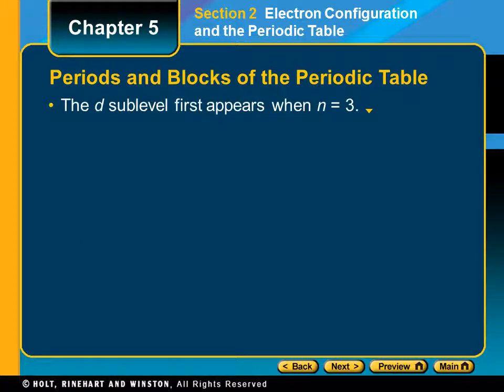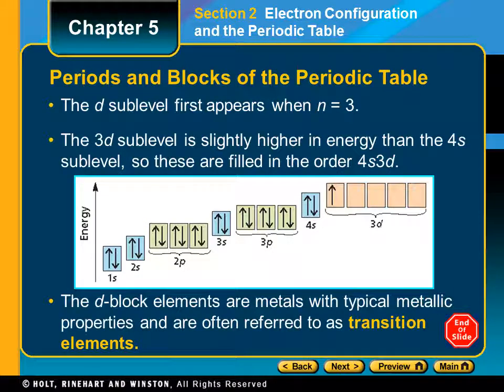So the d sublevel first appears when n equals 3, right? We learned this. The 3d sublevel is slightly higher in energy than the 4s sublevel, so these are filled in the order of 4s, 3d. We learned that. The d block elements are metals with typical metallic properties that are often referred to as transition metals. So there's your d block, s, p, and d. There's your d block metals.